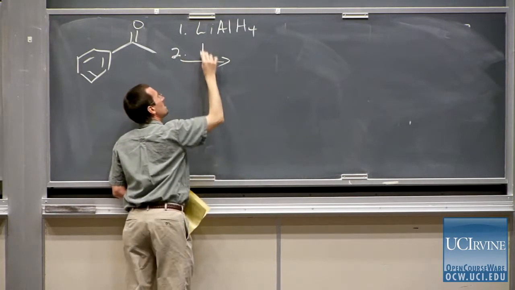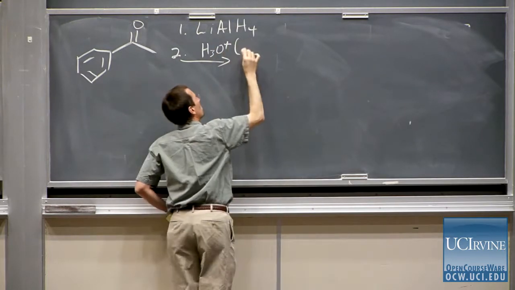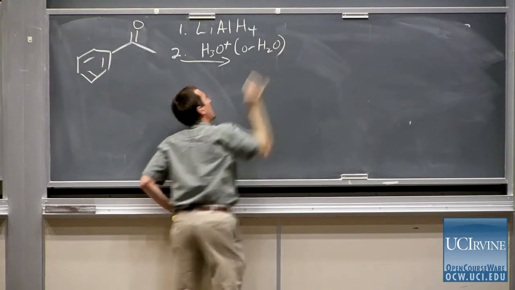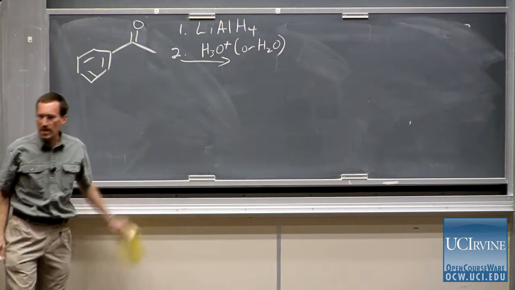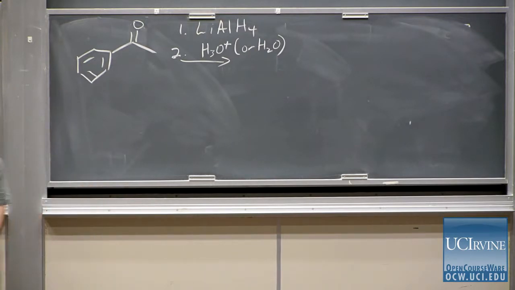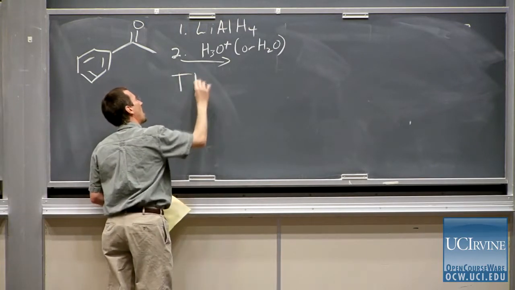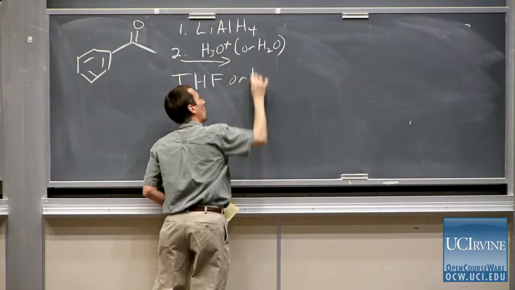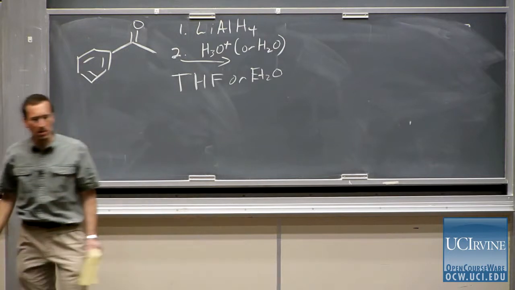And I'll write in the step H3O plus, or your textbook writes H2O, and I'll tell you about that in just a second. And then I'll probably also indicate the solvent that I would use to carry out this reaction. And typically I would carry out the lithium aluminum hydride reduction reaction in THF or in diethyl ether. So this constitutes a little recipe.